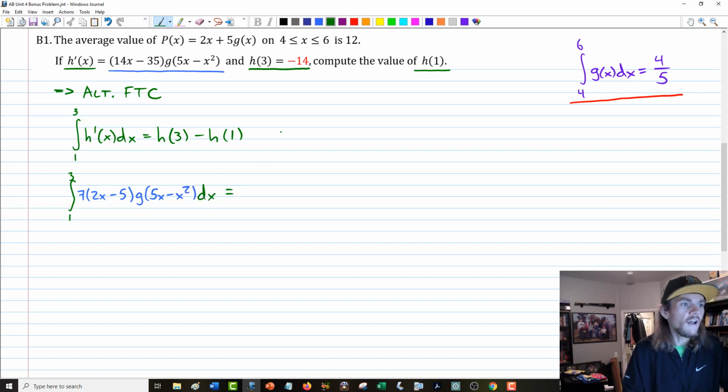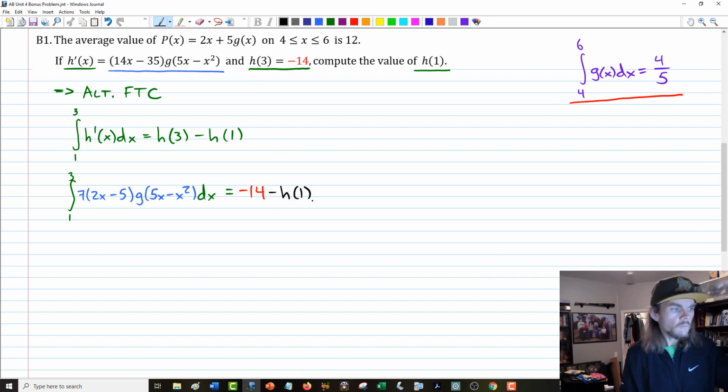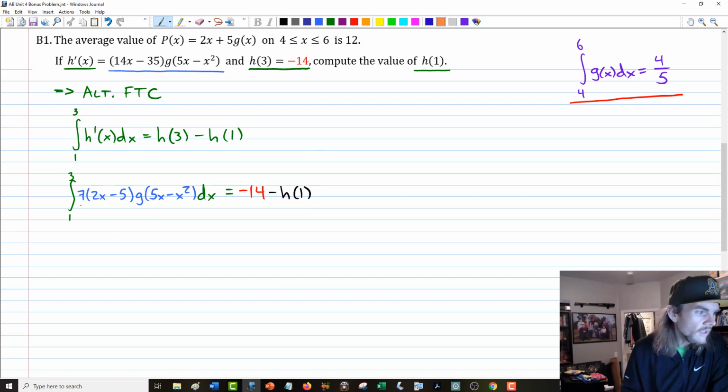So there's that. On the right side, we have h of 3, which is negative 14, and then we have h of 1, which we are trying to find. So there's what we have. So looking at the pieces here, the next question will be, well, what do we do with that? And the answer is look on the inside. I was going to say, look into your heart. No, look inside your integrand.